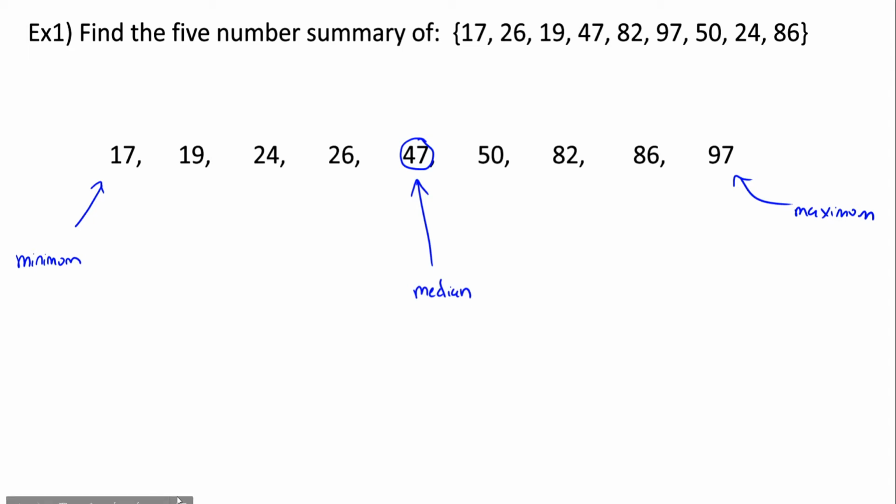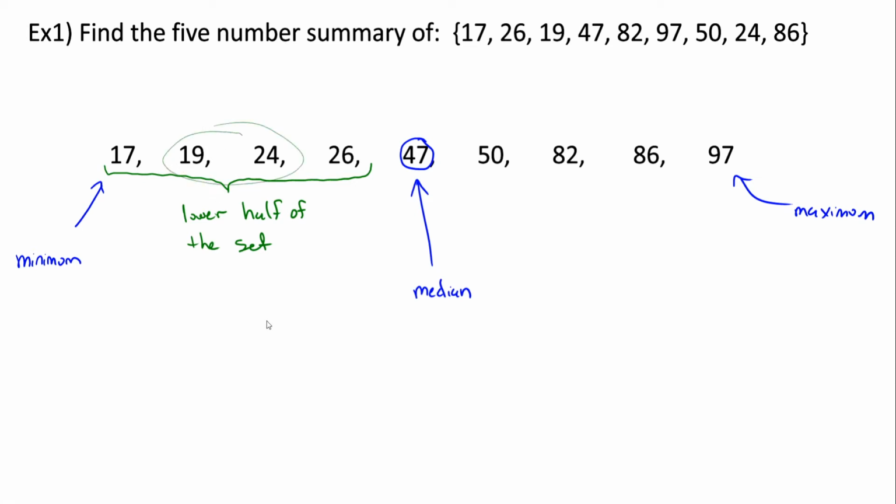To find Q1, we want to find the median of the lower half of the set. So all of the set that falls below the median makes up the lower half of the set. If we look at our middle of the lower half of the set, that's going to be the average of 19 and 24. So here Q1 will be equal to 19 plus 24 divided by 2. Q1 equals 21.5.